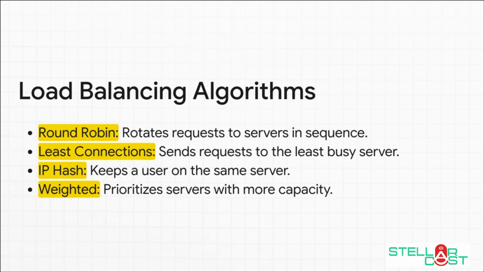And this traffic cop has several strategies up its sleeve. The simplest is round robin. It just goes down the line of servers one by one. A smarter approach is least connections, where it sends traffic to the server that's currently doing the least amount of work. And then you have methods like IP hash, which are critical when you need to make sure a specific user always lands on the same server for their entire session.